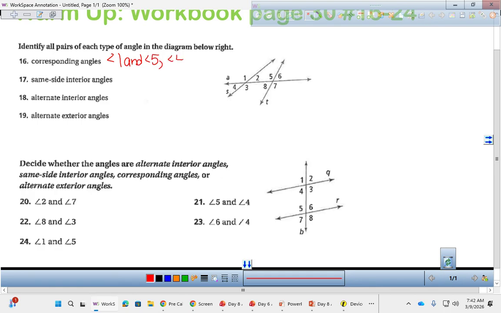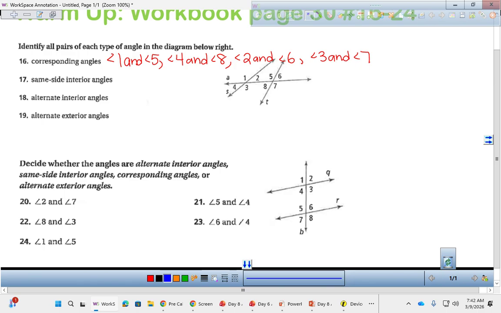What would go with angle 4? So angle 4 is on the left-hand side of the diagonal line and below line A. So I'm looking for another left below angle. 8. And then just to continue on, we could also do 2 and 6. And 3 and 7. All right, so all of those relationships are called corresponding.